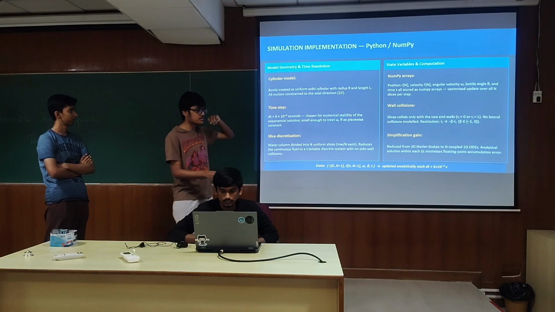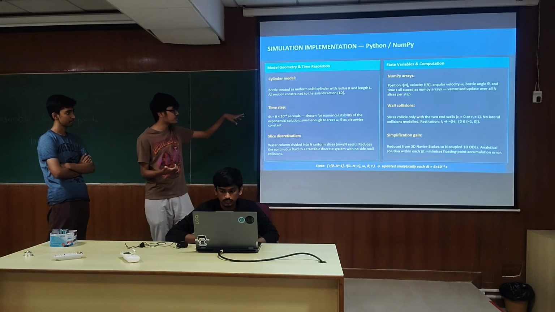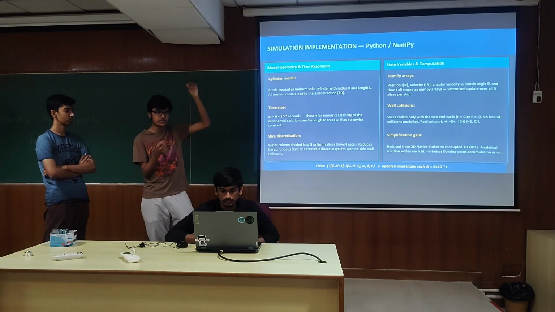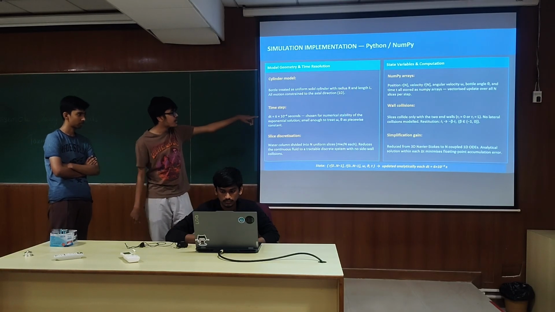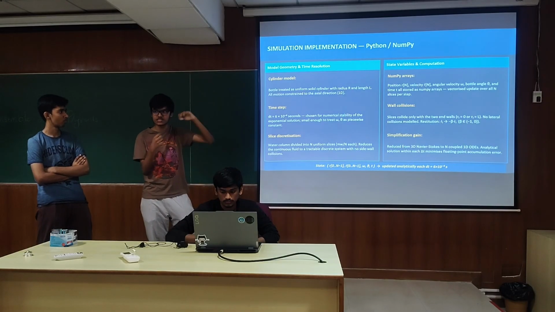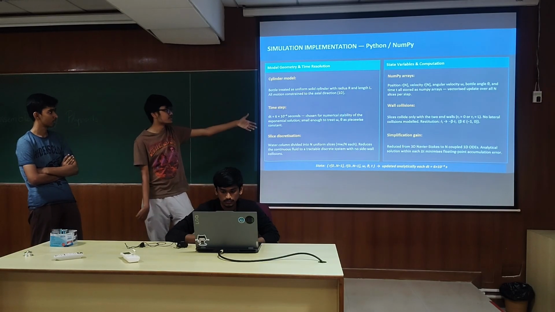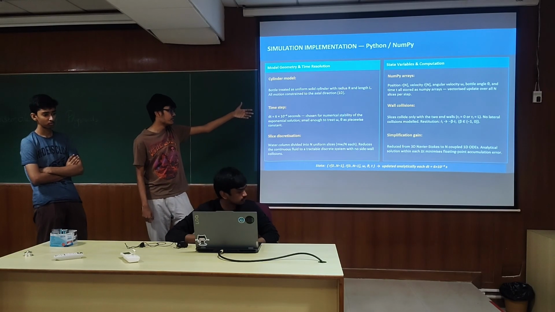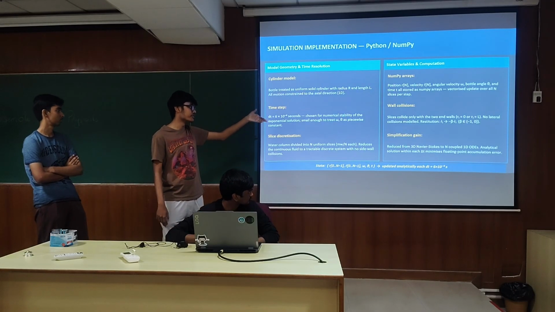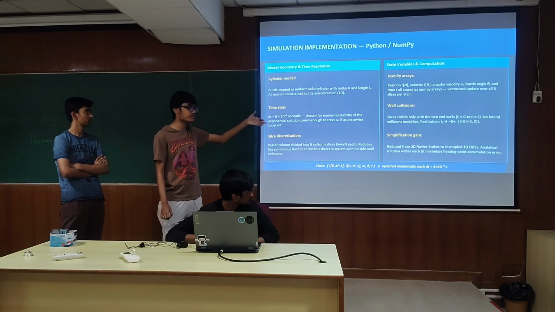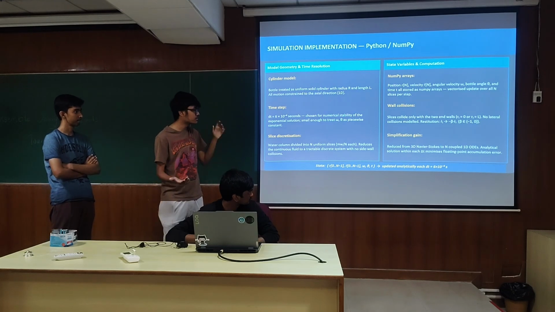Wall collision, if it's a closed bottle, this is important. If this is a closed bottle case and the water goes to the top, then it bounces off with some coefficient of restitution, 0.3-ish. And if it's an open bottle, the water should just come out. So that simulates the open bottle case as well. And for the simplification, we just use an ordinary differential equation instead of Navier-Stokes because that is very computationally expensive.